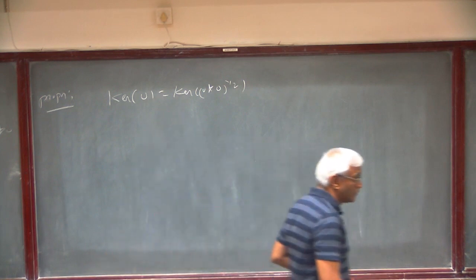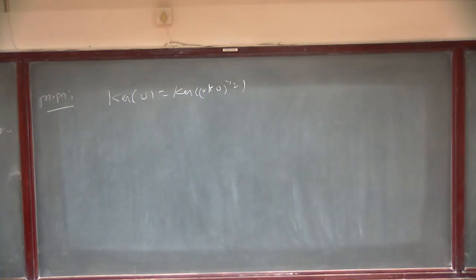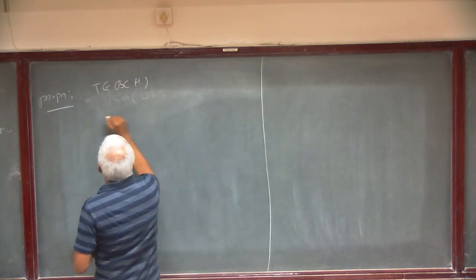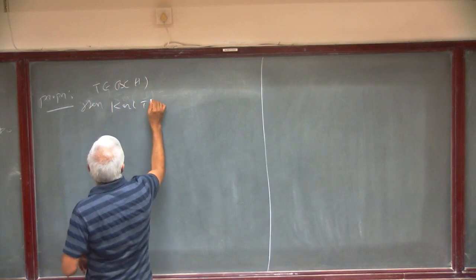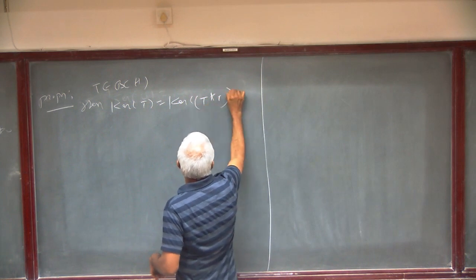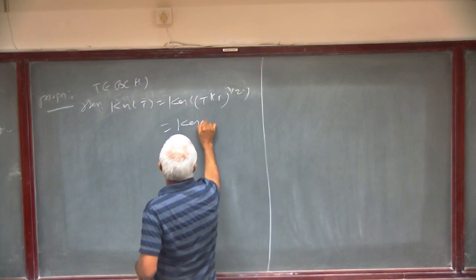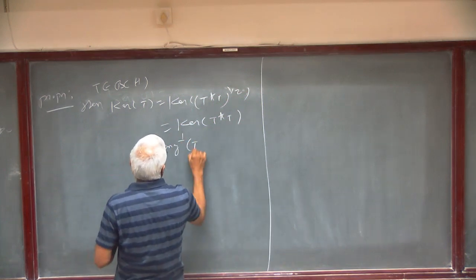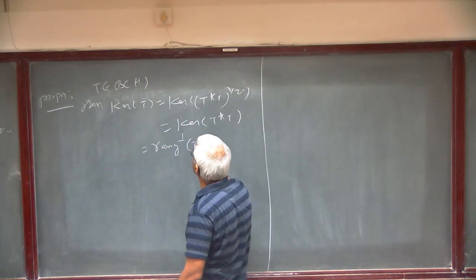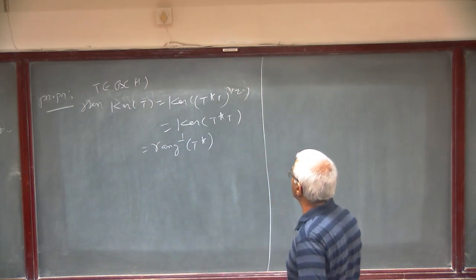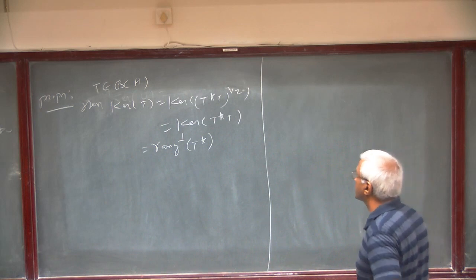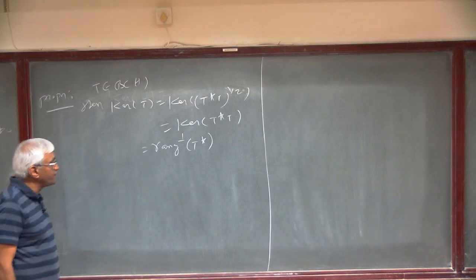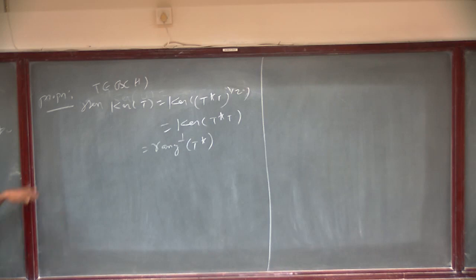Maybe we will use t rather than u. For any t, the kernel of t equals the kernel of (t star t) to the power half, and this follows easily. It is also equal to the kernel of t star t. Of course, this is the range perp of t star. So the kernel of t star is the closure of the range of t star.